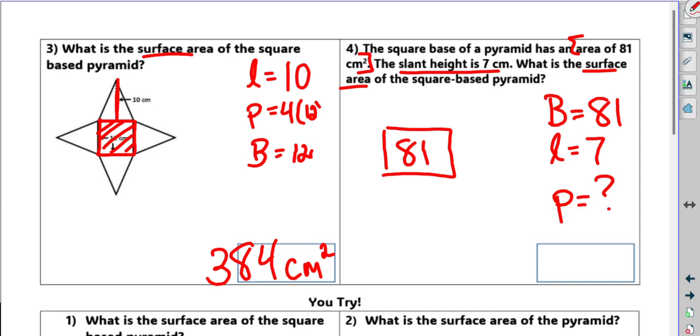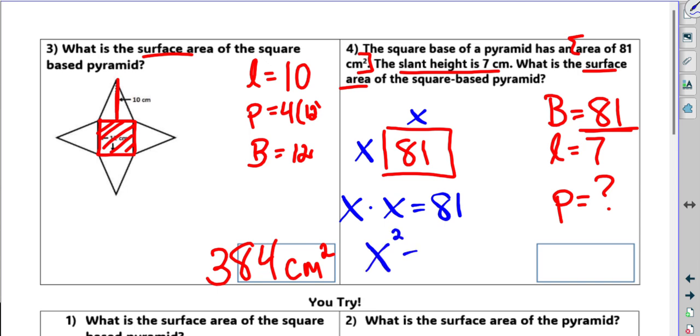We don't know the perimeter yet. We know the base area. We know the slant height. We don't know the perimeter. But we're going to be able to find the perimeter just based off of this number. If that's the area of a square, that means we found that by multiplying those two side lengths together. We multiplied x times x to get 81. We multiplied some number by itself. We squared some number to equal 81.